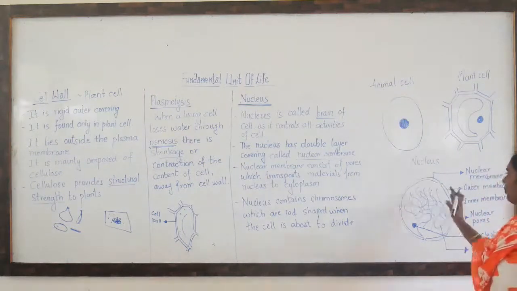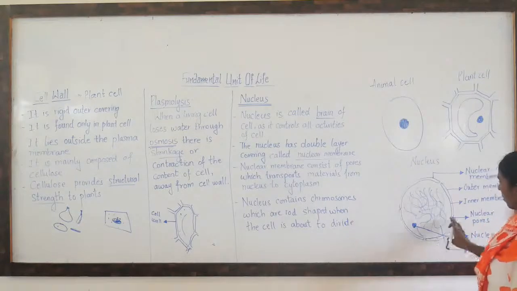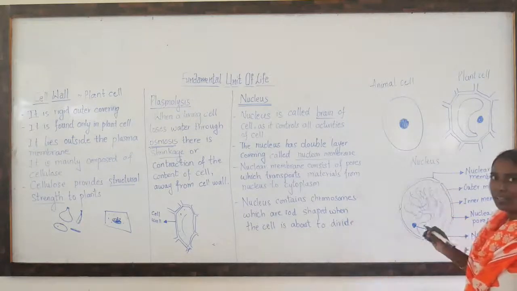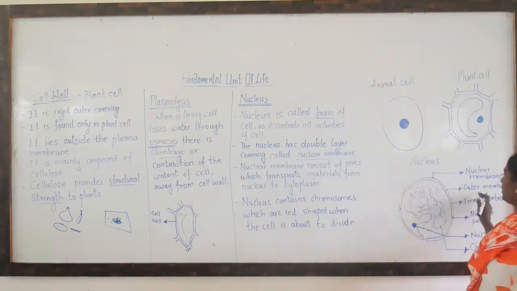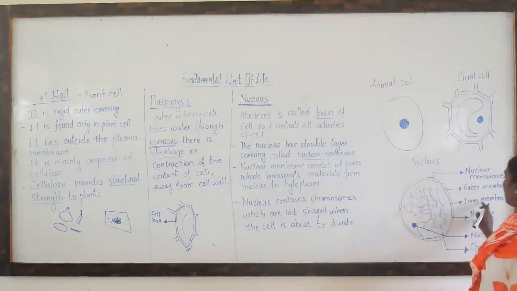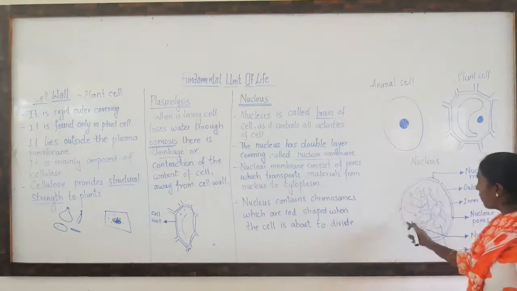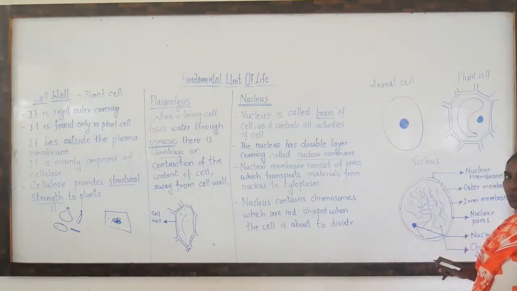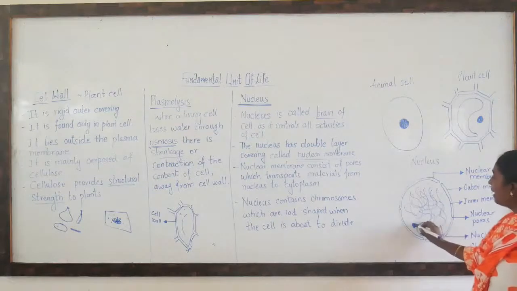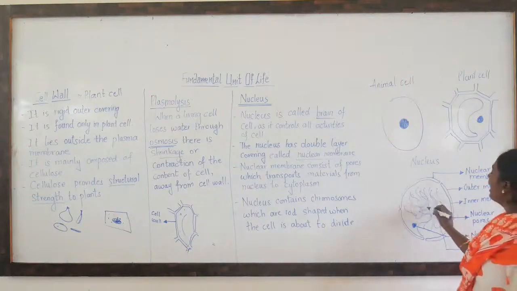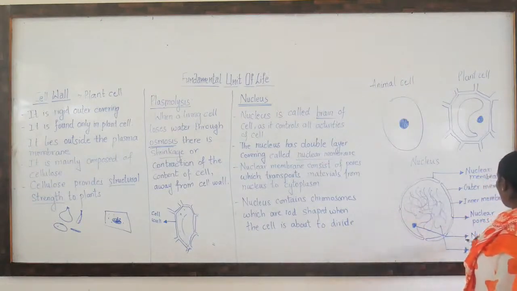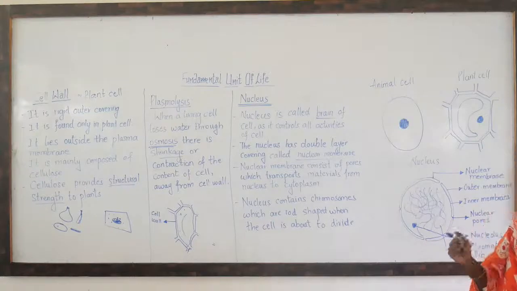Once again in gist, the outer layer of a nucleus is called the nuclear membrane. The outer one is called the outer membrane. Then it has an inner membrane. Then there is a gap. These holes are called nuclear pores. And there is one more spherical structure inside the nucleus. It is called the nucleolus. And you can find thread-like structures inside, which are called chromatin fibers.